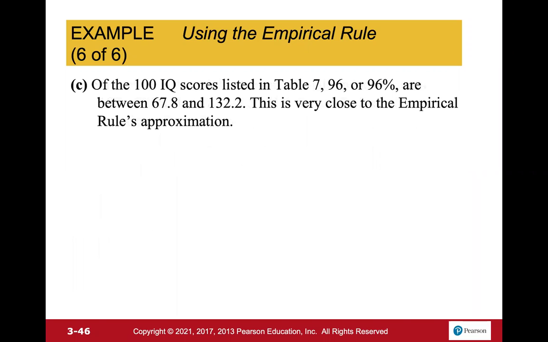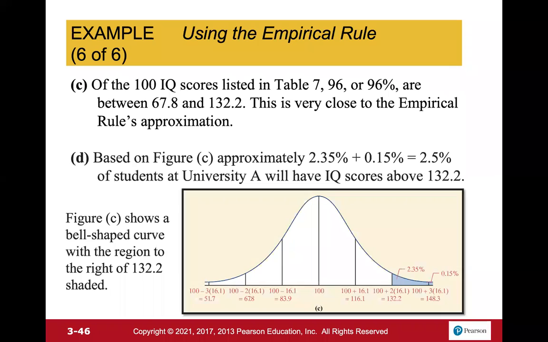Part C, if 100 IQ scores are listed in table 7, 96 or 96% of those are between 67.8 and 132.2. So this is very close to the empirical rule. So they kind of not matched it, but it worked out in that favor.